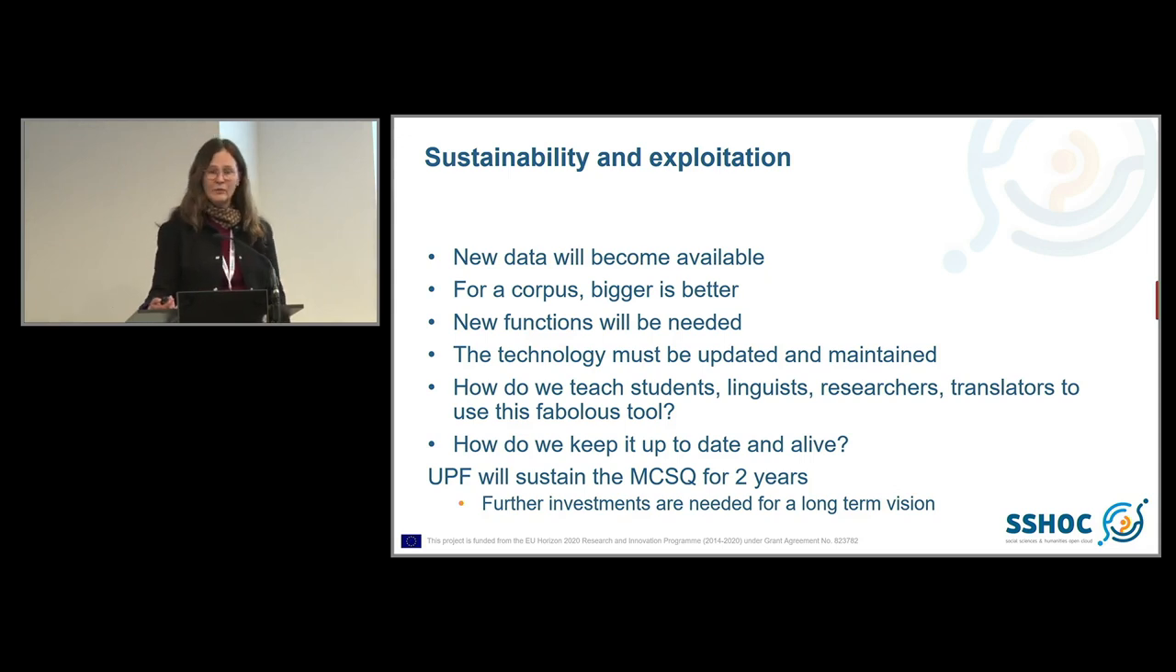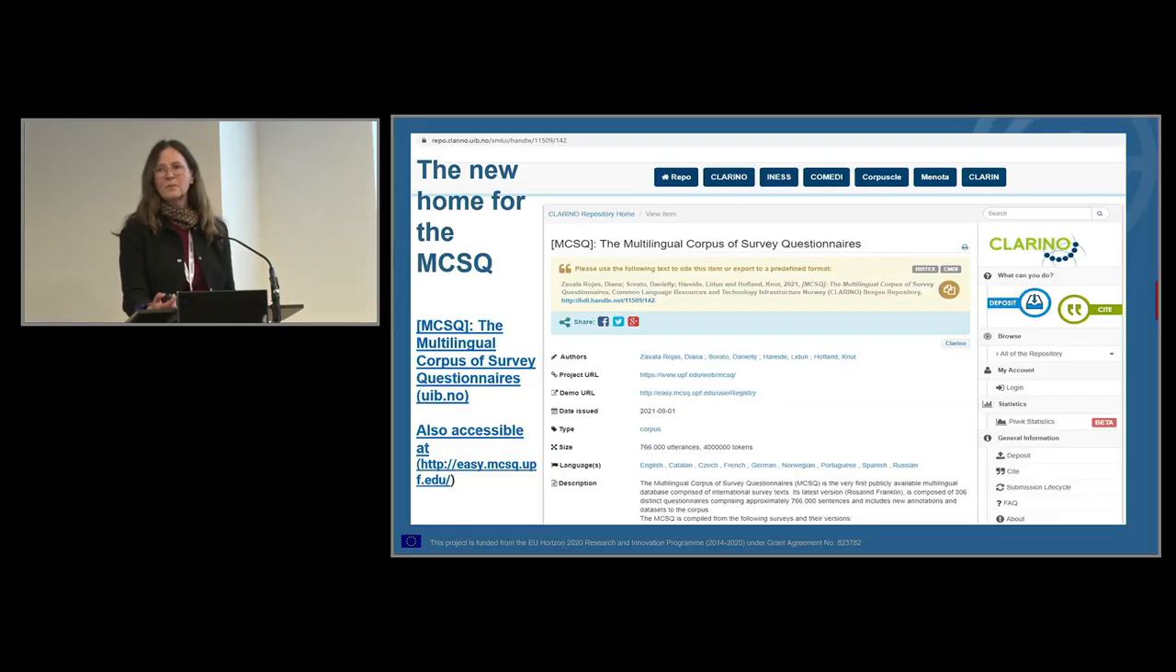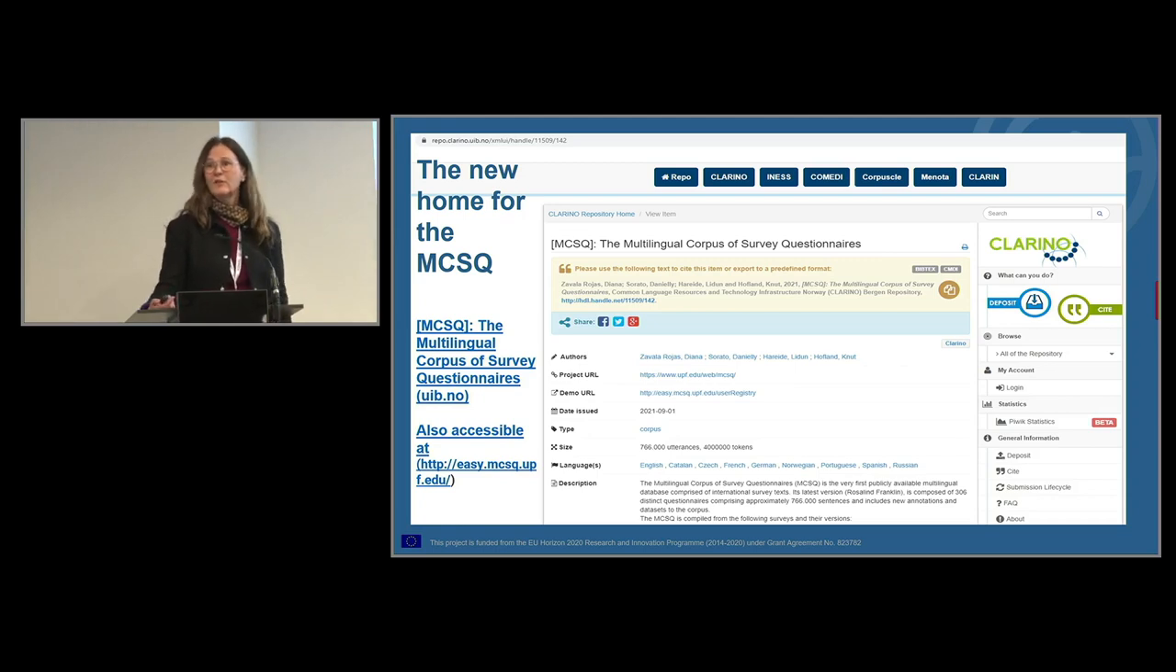Now the UPF, Universitat Pompeu Fabra, will sustain it for 2 years, but further investments are needed for a long-term vision of this resource. It's got a new home now in Bergen, University of Bergen, the Clarino project, where also my other corpus baby is hosted. I am also the author of the Norwegian-Spanish parallel Corpus. And the Clarino has the resources to maintain it as is, but not to expand it.